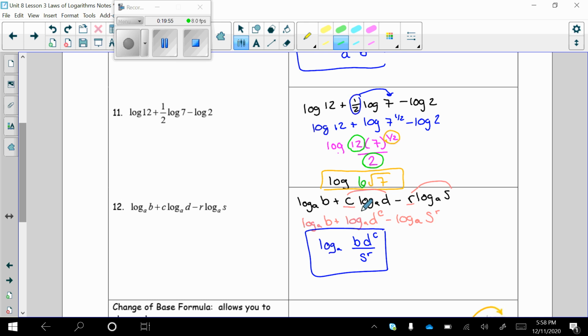Did the same thing here, moved my C, moved my R, put all my addition in the top, the B and the D to the C, and then any subtraction to the bottom. This one doesn't simplify any further.